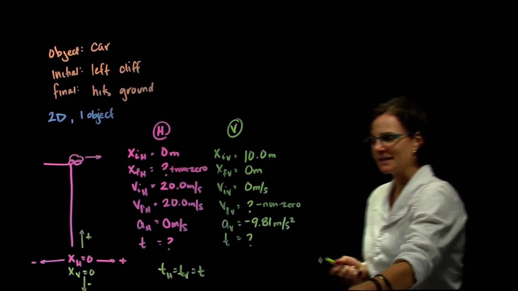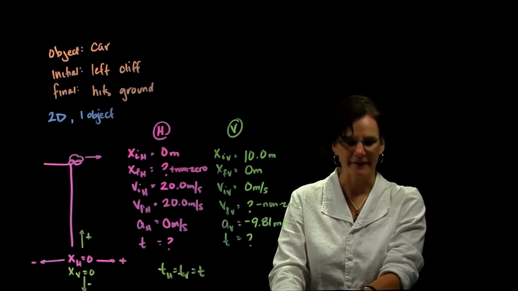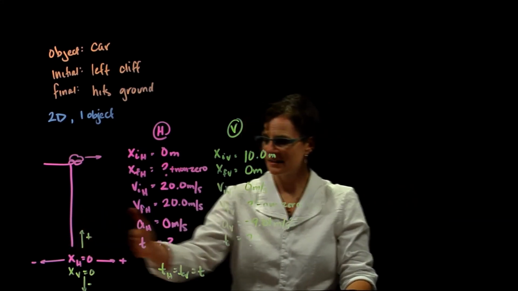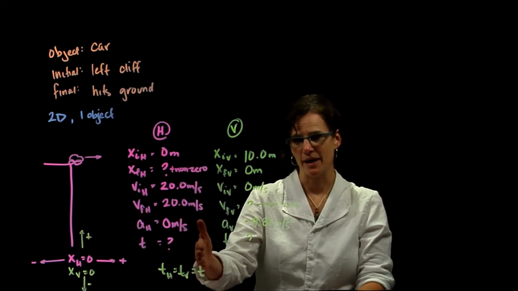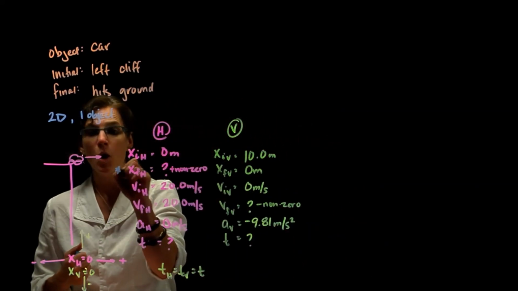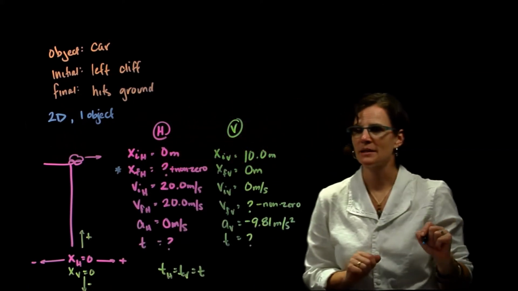Now, the next step, just like with the other step, it asks how far does the car land from the base of the cliff, from the base. So this distance away. Well, that is related to the final horizontal position. That's what's going to answer my question. So we go after it.